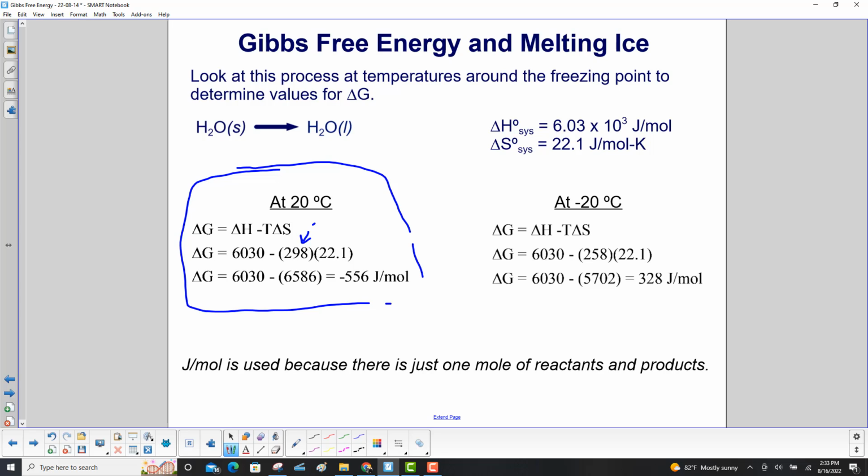So delta G is negative. When you're below the freezing point that we just said was 0 degrees Celsius or 273 Kelvin, you get a positive delta G. And we're using joules per mole here because there's just 1 mole of reactants and products. We just have a 1 there and a 1 there. So now let's go to the next slide with these data.